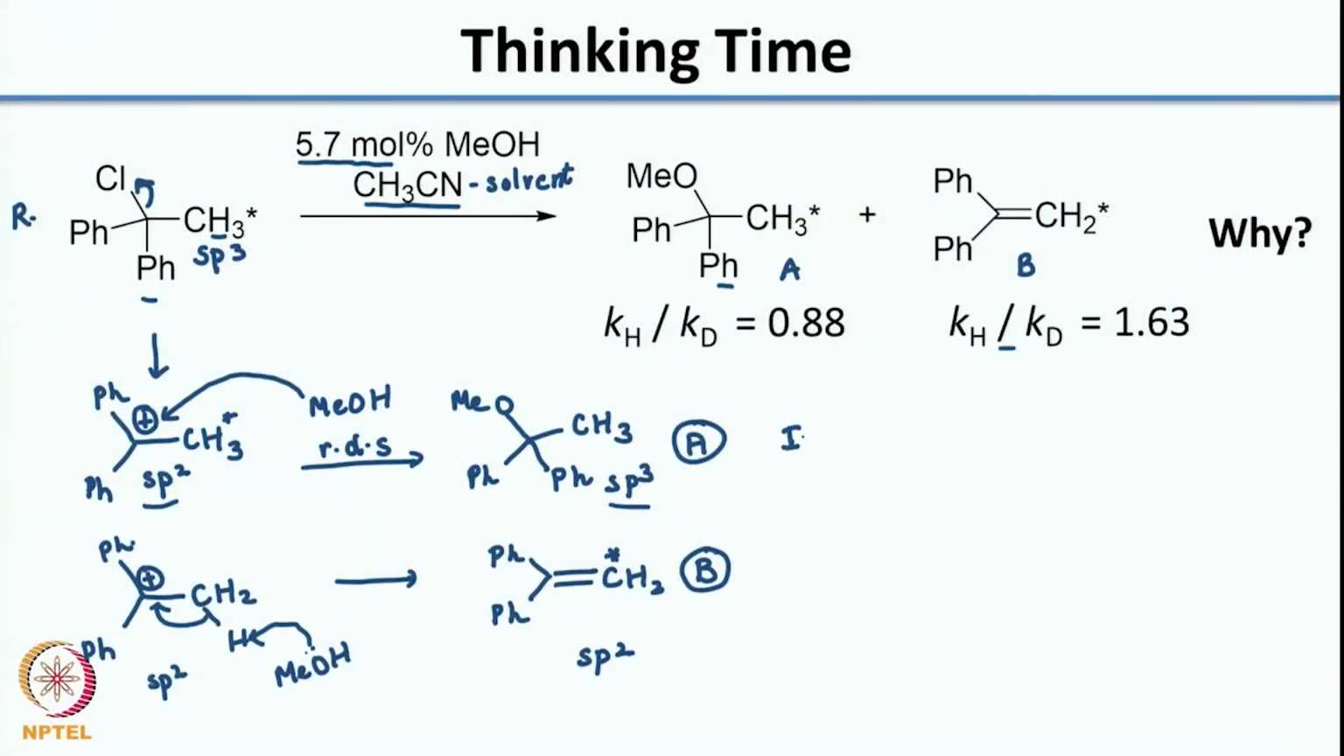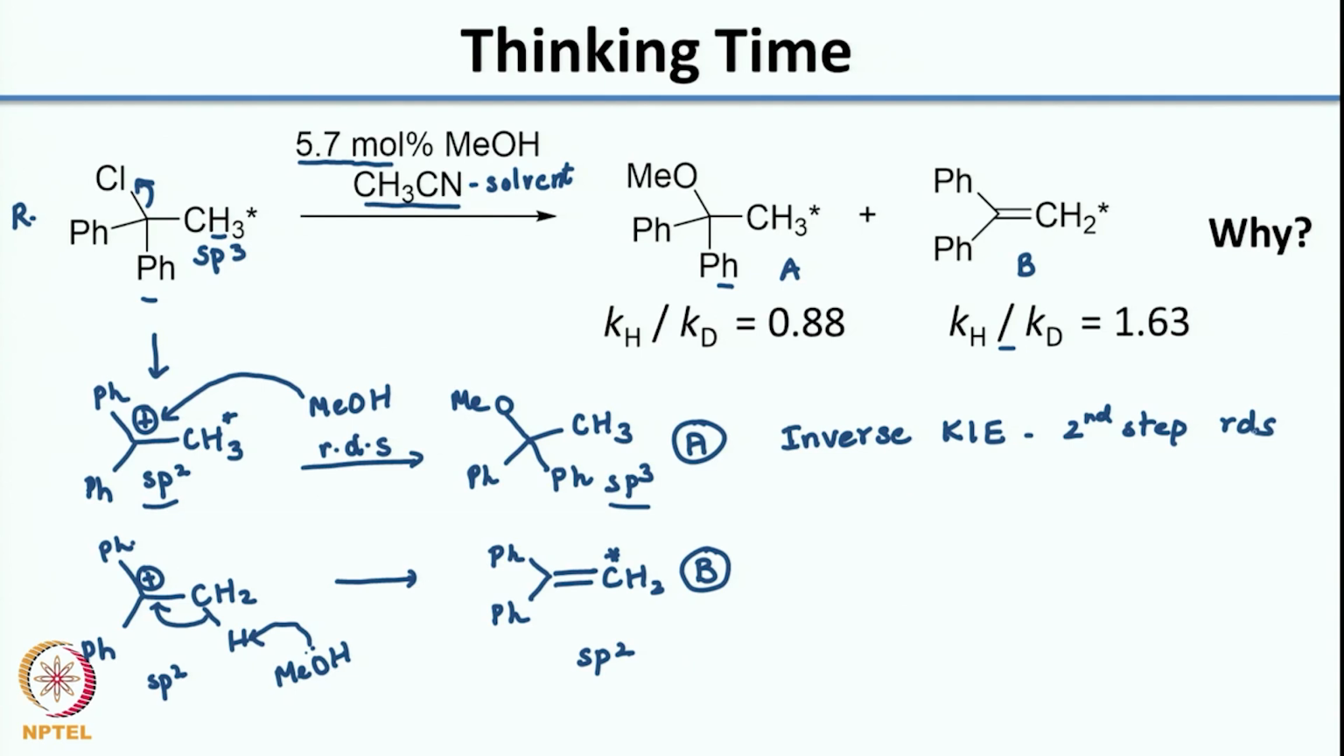And why is that? Remember I told you one thing is very important, you are using a very small amount of your nucleophile, which is methanol, and it is not that great a nucleophile. So the rate for the second step is actually slower than the first step here. So the second step becomes rate determining, which is why you observe an inverse kinetic isotope effect. All of this is because the second step is the rate determining step.